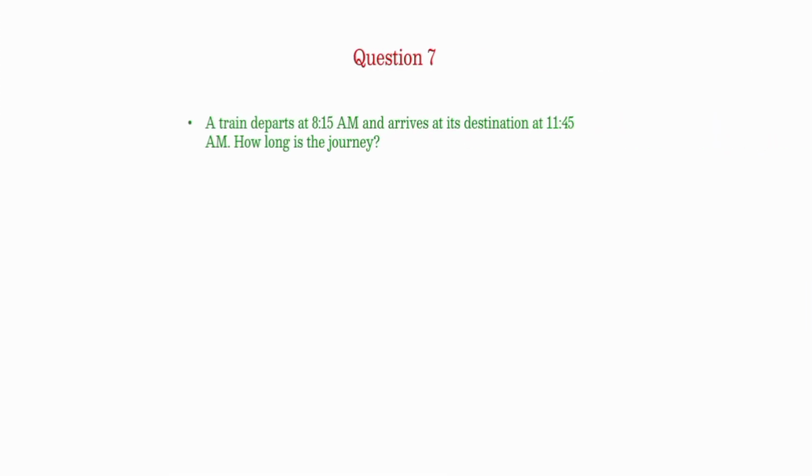Question number 7. A train departs at 8:15 a.m. and arrives at its destination at 11:45 a.m. How long is the journey? To find the answer to this question, we divide the time into chunks. We have to just find the time from 8:15 a.m. to 11:45 a.m. To find that, first I'll take 8:15 and calculate the time to the nearest hour. Yes, the nearest whole hour is 9. So I'll calculate the time from 8:15 to 9.